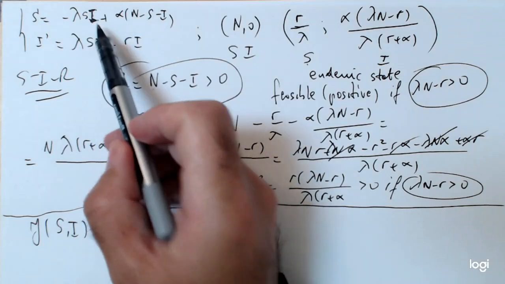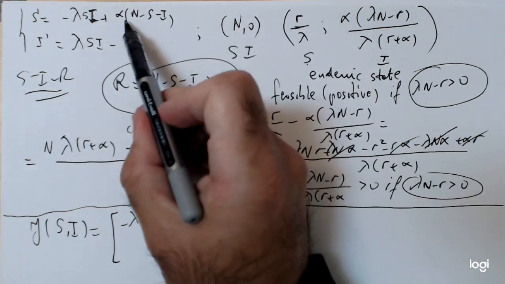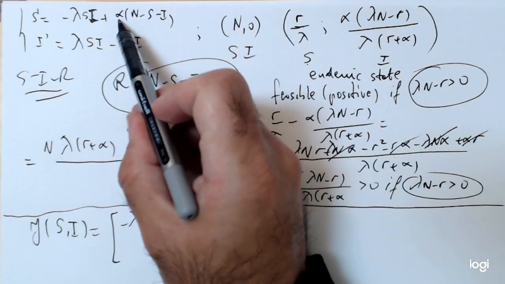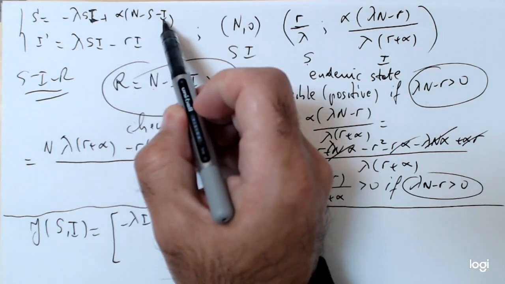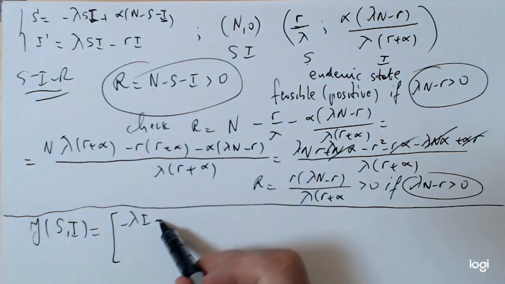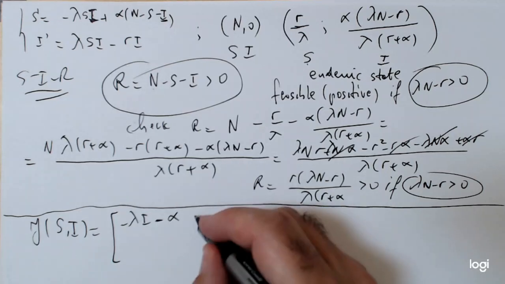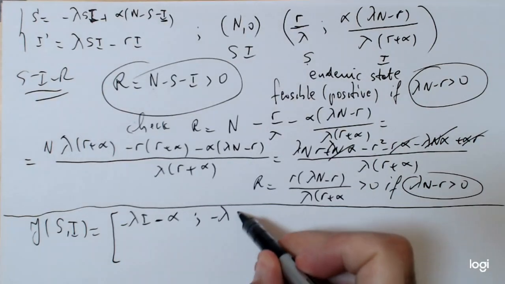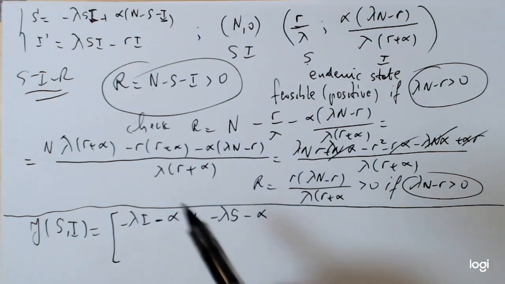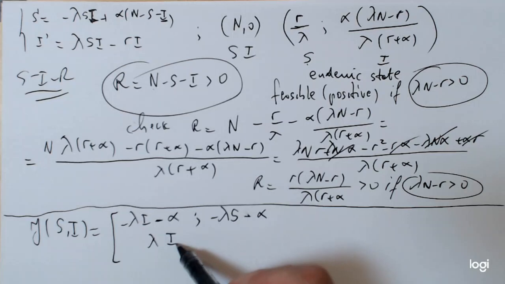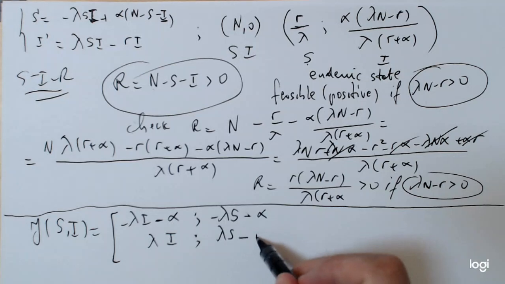Partial S, remember everything else is a constant except S. So minus lambda I. Here you pull out alpha and the derivative of the inside is minus 1. N is a constant by default. You do partial S, so I is treated as a constant. So that's minus alpha. Then we do partial I. That's minus lambda S. Again, minus alpha. Second equation, partial S is lambda I. Partial I is lambda S minus R.